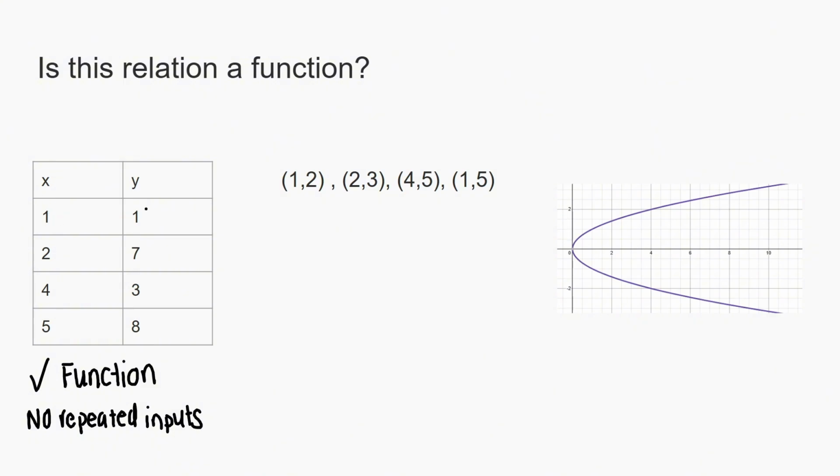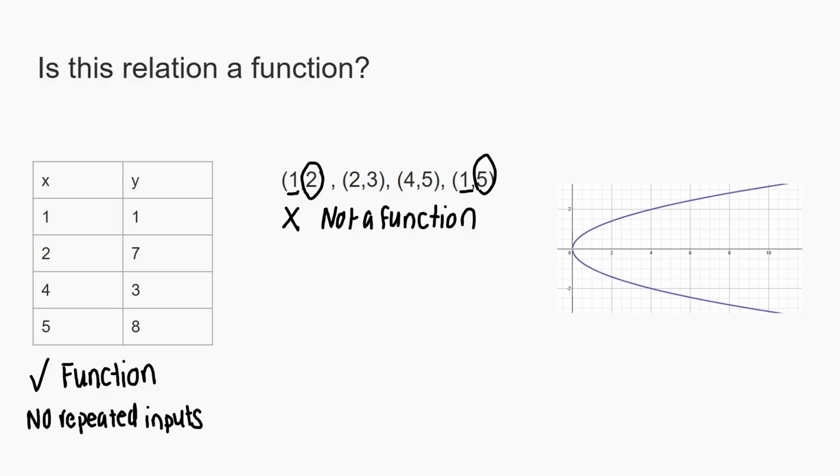1 is always mapping to 1, 2 is always mapping to 7, 4 is always mapping to 3, and 5 is always mapping to 8. Now, what about this set of ordered points? (1, 2), (2, 3), (4, 5), and (1, 5). Is it a function? No, it's not a function. The reasoning is because we have a repeated input. As you can see here, (1, 2) and (1, 5). 1 cannot map to both 2 and 5, so it's not a function.